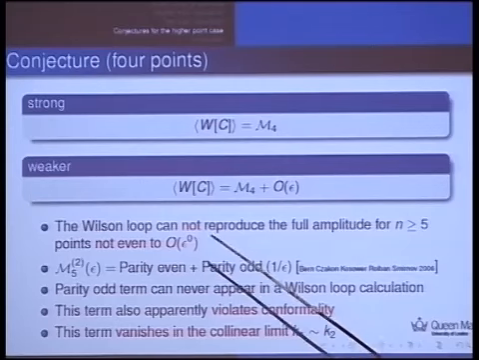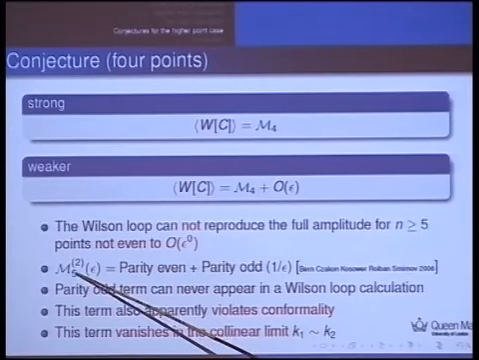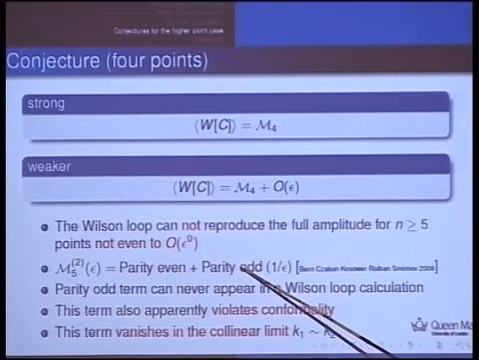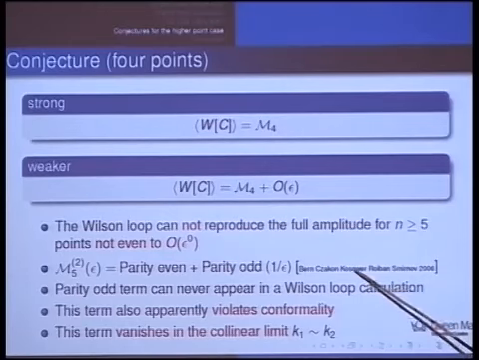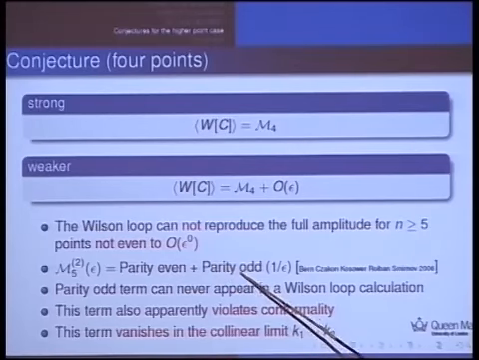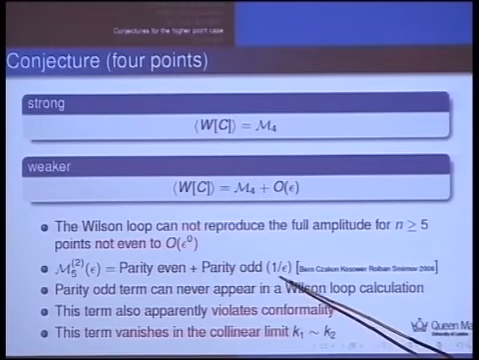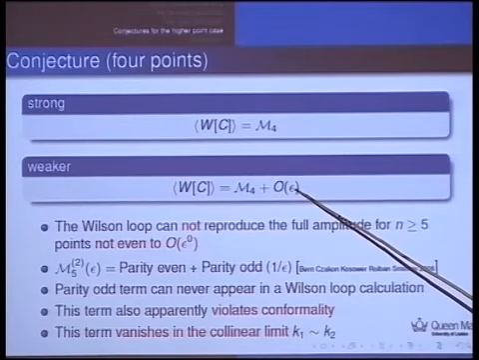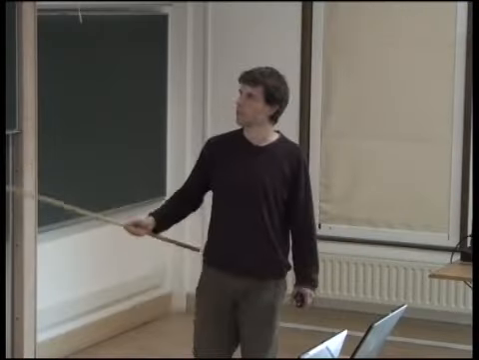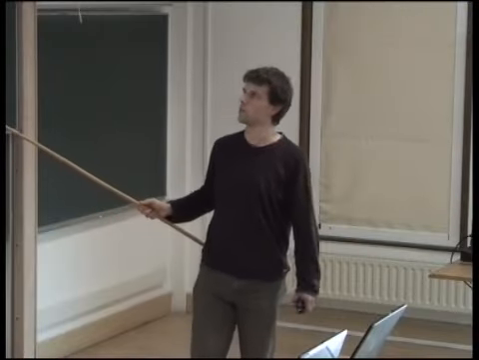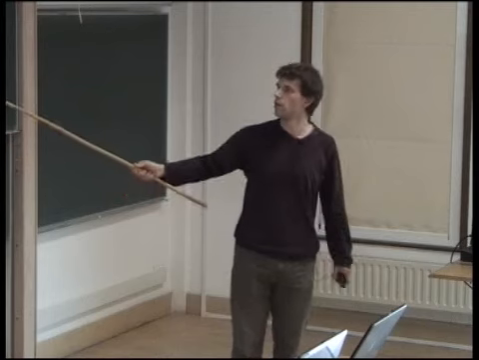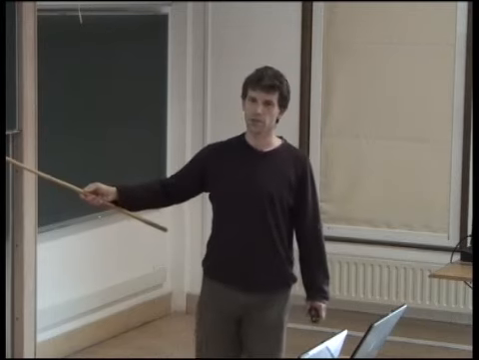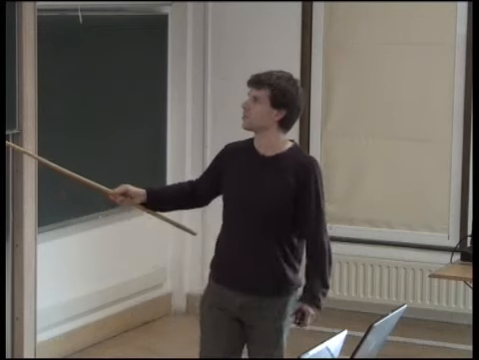So I showed you the parity odd term at 1 loop. There's also a parity odd term at 2 loops, which was eventually calculated in 2006 by these people. And the problem at 2 loops is that this parity odd term comes with a 1 over epsilon. So therefore I cannot make this statement. And the parity odd term can never appear in a Wilson loop calculation. That you can see very easily from the sorts of calculations you do.